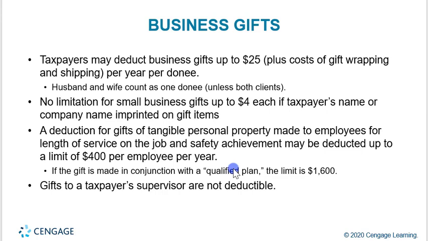Business gifts. Taxpayers may deduct business gifts up to $25 per year per donee. Husband and wife count as one donee. There's no limitation for small business gifts up to $4 each if the taxpayer's name or company name is printed on the gift items. A deduction for gifts of tangible personal property made to employees for length of service or safety achievement may be deducted up to a limit of $400 per employee per year. And gifts to taxpayer supervisors are not deductible.